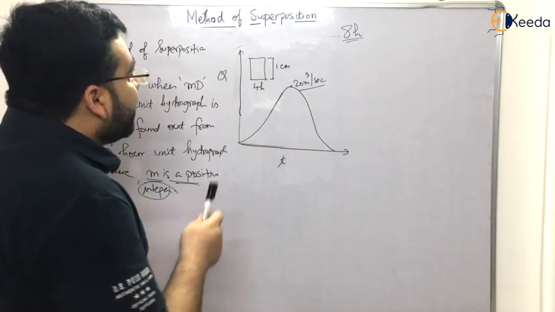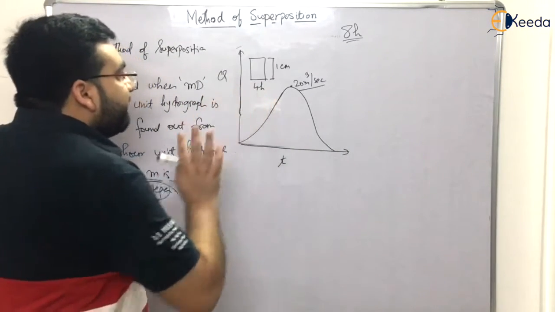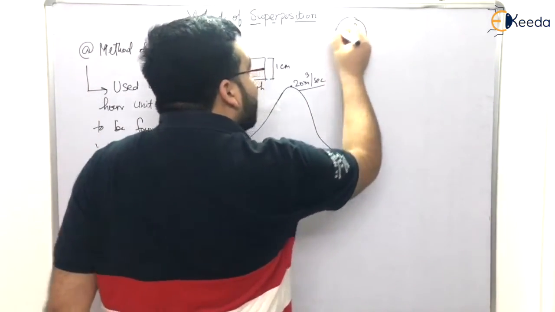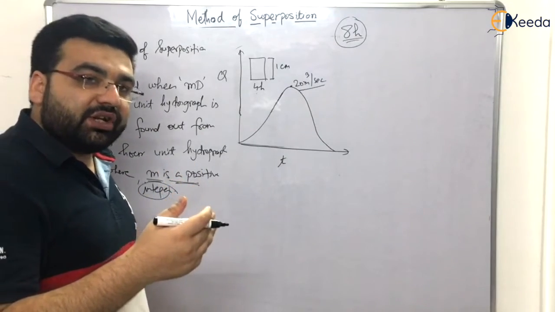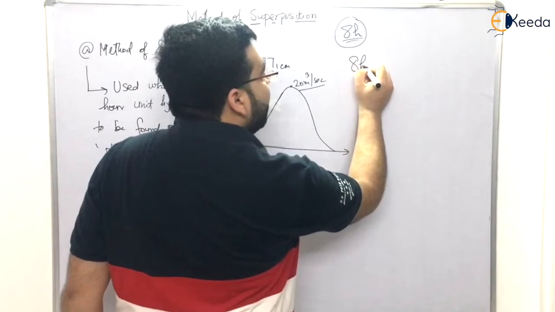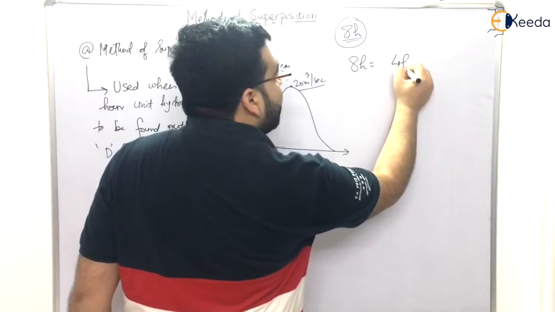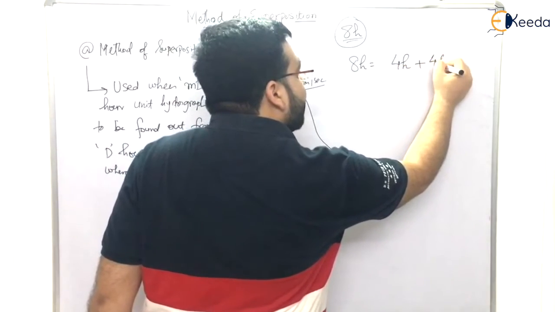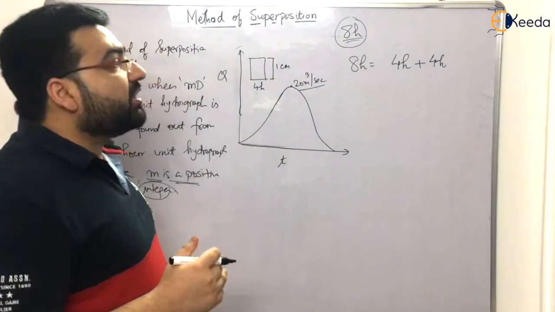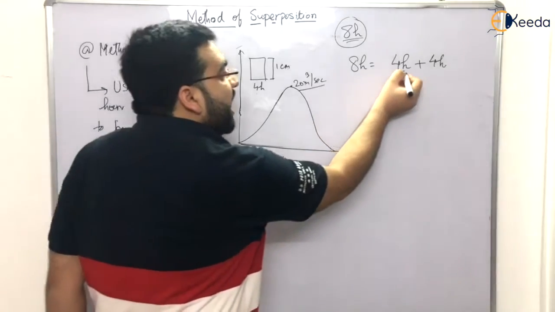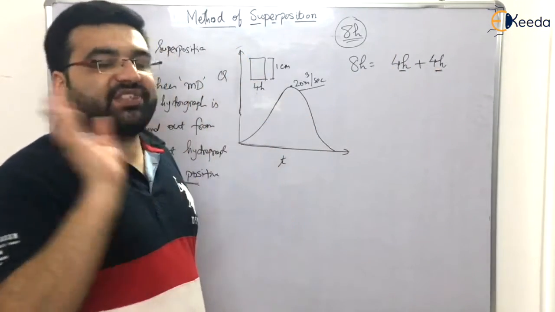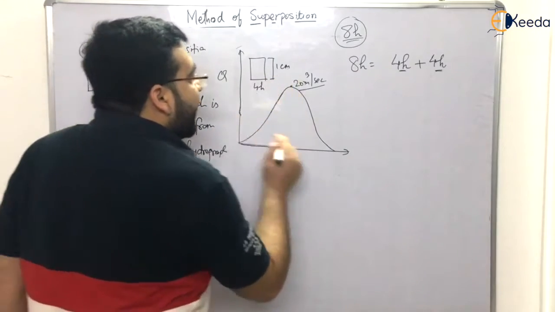So when you apply the third assumption, for example, a 4-hour unit hydrograph is given to you and you need to calculate an 8-hour unit hydrograph. From the fourth assumption, can I write that an 8-hour unit hydrograph will be equal to a 4-hour unit hydrograph plus a 4-hour unit hydrograph? From the fourth assumption, the linear response, right? Now coming to the time invariance, whether it starts at 8 a.m. or whether it starts at 8 p.m., the shape will be the same. Clear?